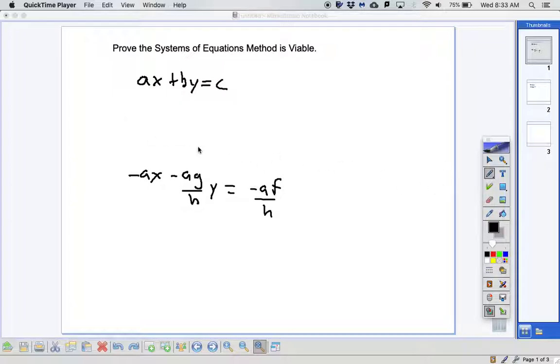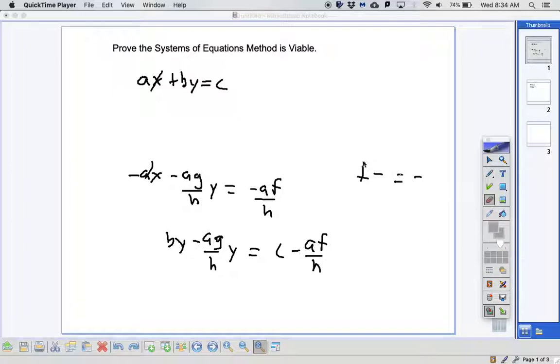Now on your page you don't have to erase it, but I want you to see that we're going to add these two up. So when we add this up, you get ax plus a negative ax is 0, so those cancel. So these are gone. We're going to add these up, so we get by plus a negative ag over h y. And outside we're going to have c plus a negative af over h. Now, I didn't write the plus and negative, but remember, plus and negative means minus in math. So this is plus and negative, this is plus and negative. I'm just saving a little time and writing them as minuses.